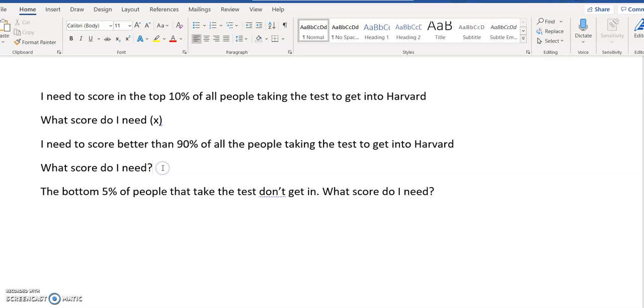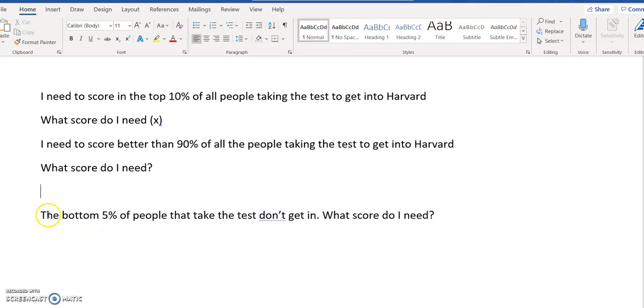Now, here's another one. Let's just say, again, I'm not here to bash EGCC, but it's very easy to get into Eastern Gateway. Let's just pretend that I need to be in the bottom 5% of people that take the test. The bottom 5% of the people that take the test do not get in. That's not true, but I'm just trying to make a point here. So in other words, as long as I am better than 5% of the people, that's the bottom 5%. So in the norm.inv, I would input 0.05, okay?